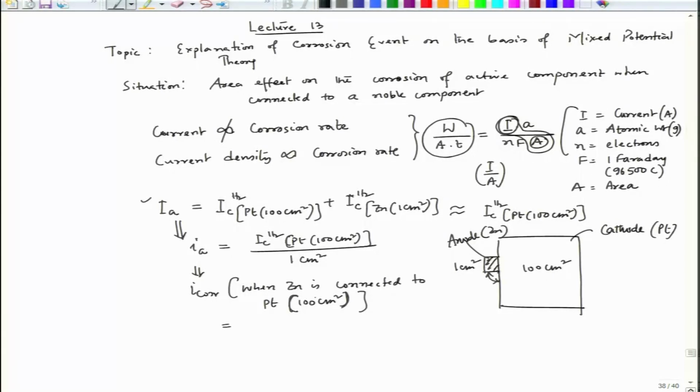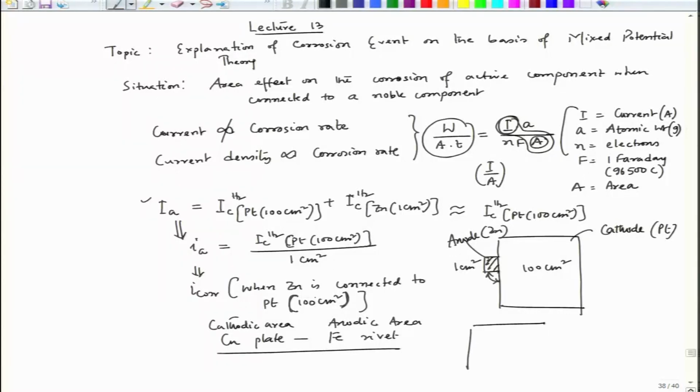So, this is the crux of the problem we experience in the case of a copper plate and iron rivet. The iron rivet dissolves quicker than in the situation where the areas of copper and iron are the same. So, here the cathodic area is much higher. This is the cathodic area and this is the anodic area.